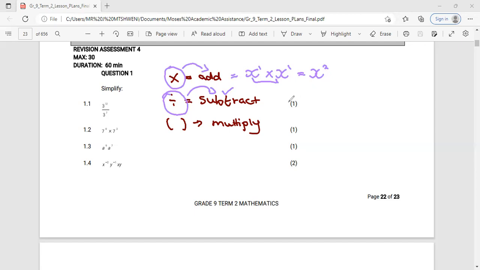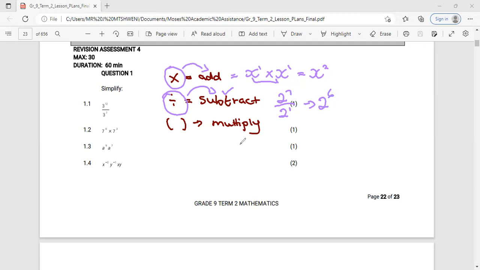For example, if I'm having 2 to exponent 7 divided by 2 to exponent 1, when I divide powers of the same base, I subtract the exponents. The bases are the same, so you subtract the exponents. That means 7 minus 1, what do you get? 6.